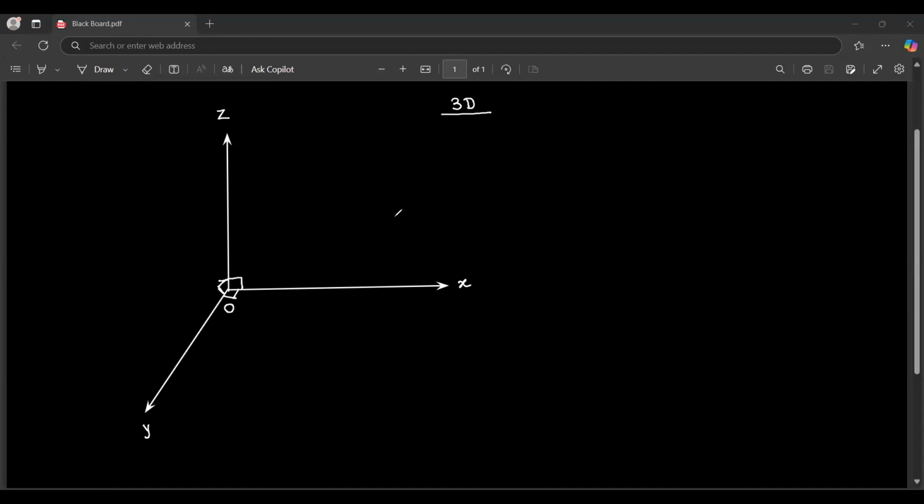So in 3 dimensions, if we have to mention a vector, it is really hard to draw, but I'll try to explain it. Let's say there is a vector called 4, 3, -2.